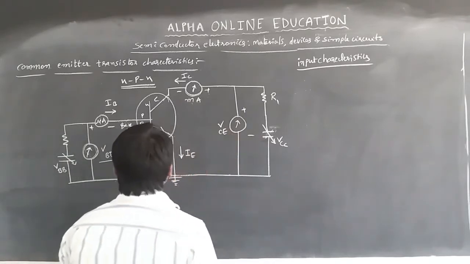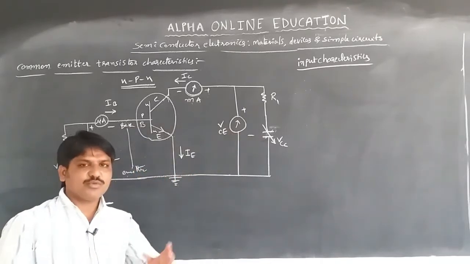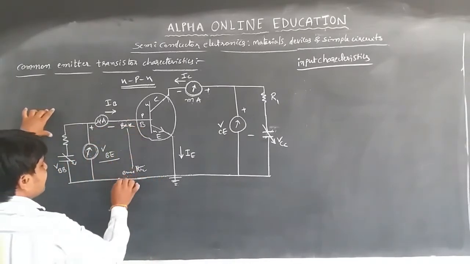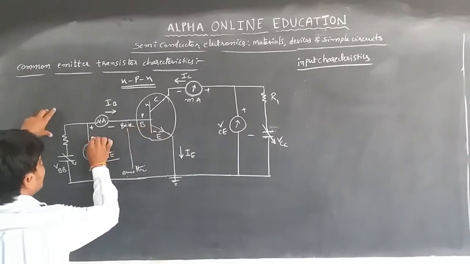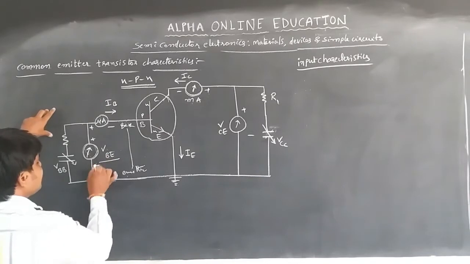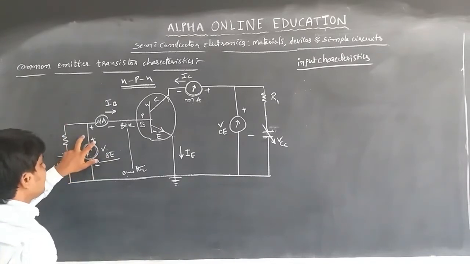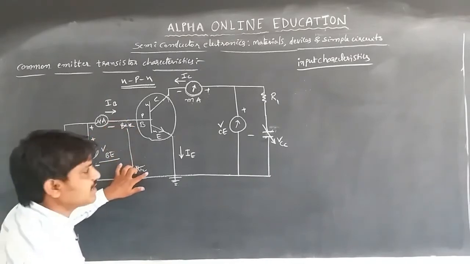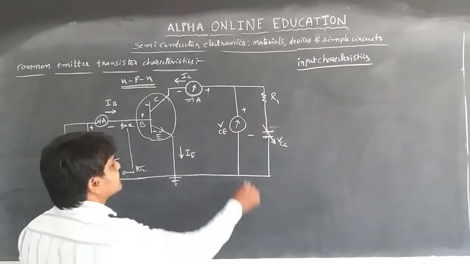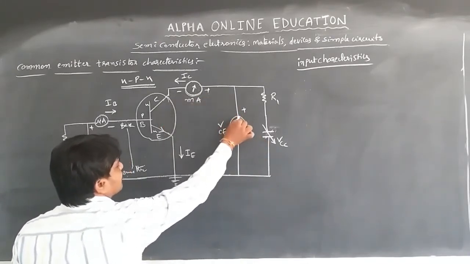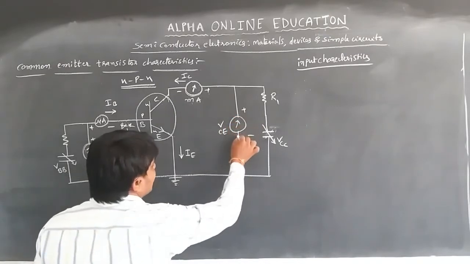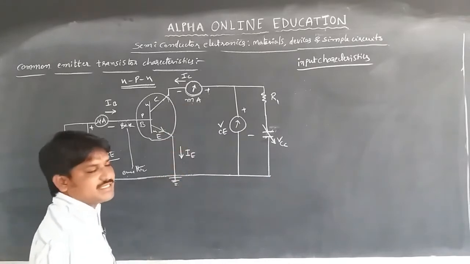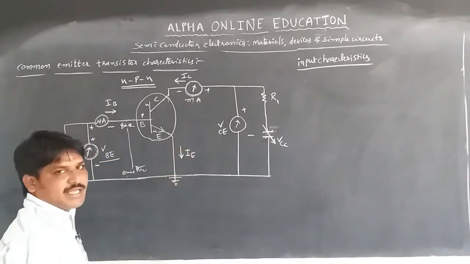Then, by changing the values of the input, the output values also vary. Here we take the values whenever the base emitter junction is forward biased by VBE, and the collector emitter junction is reverse biased. The collector is connected to the positive terminal and the negative terminal is connected to the emitter. Then only is this one reverse biased and this one forward biased.